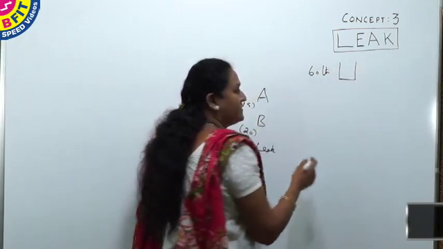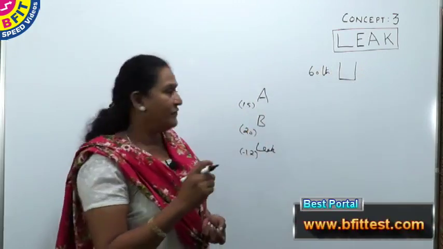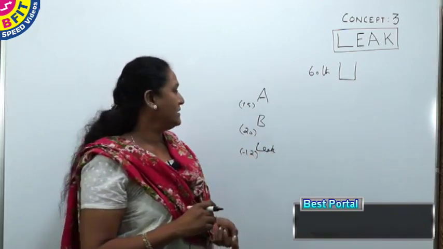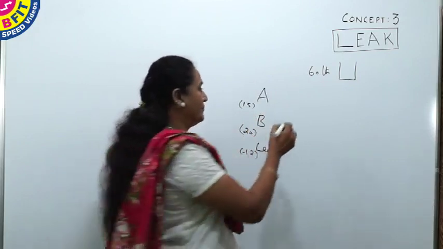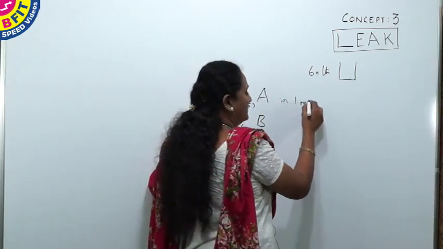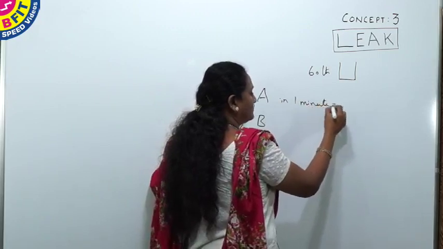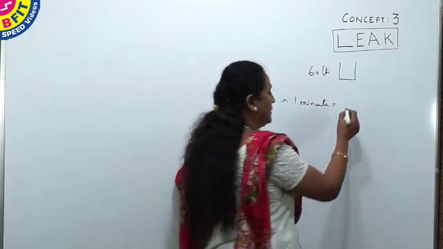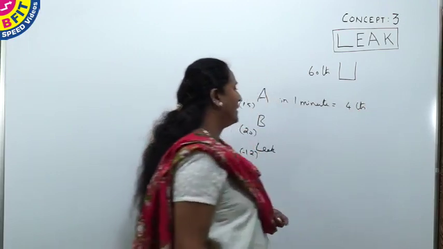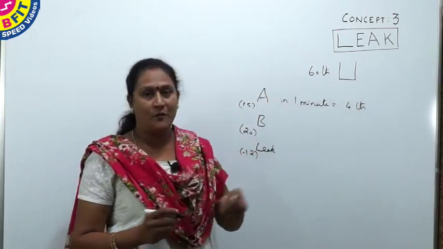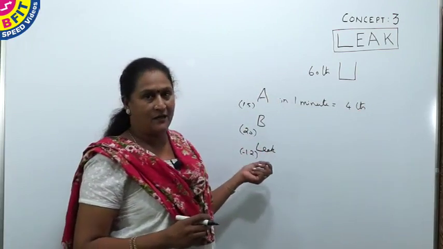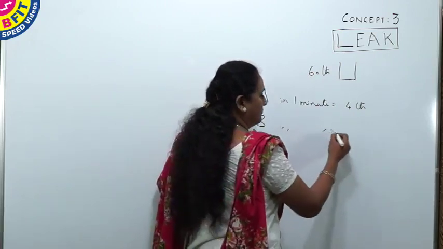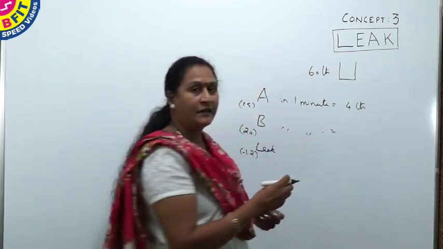So you visualize that there is a tank which can hold 60 liters, and visualizing itself will reduce your working. So there is a tank which can hold 60 liters, and if A can fill it in 15 minutes, in 1 minute, how much water can A pour? Divide 60 by 15, so it is 4 liters. And what will be the amount of water poured by B? So it is filling in 20 minutes, so fill this 60 liters. Now divide 60 by 20, so in 1 minute, B can pour 3 liters.